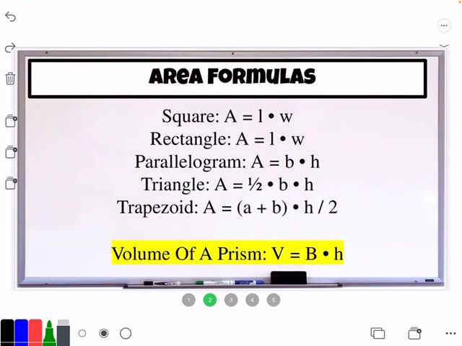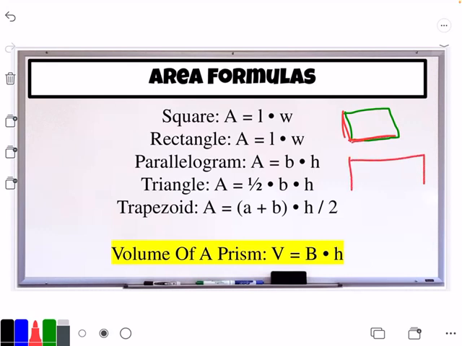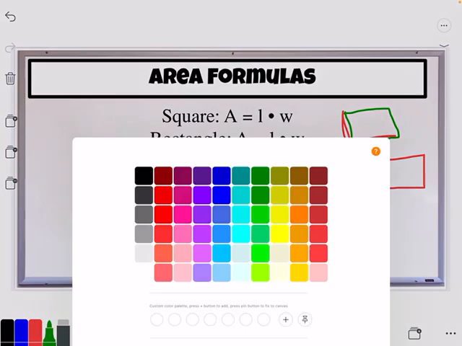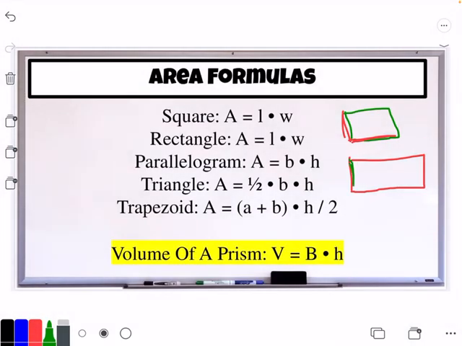Here we have a few area formulas that we're going to go over. The first area formula is area of a square. That's just a simple length times width. We have a rectangle, and as usual we have length times the width for that.